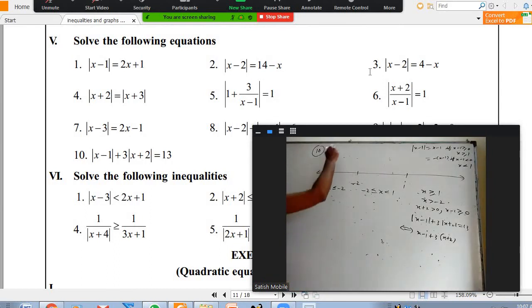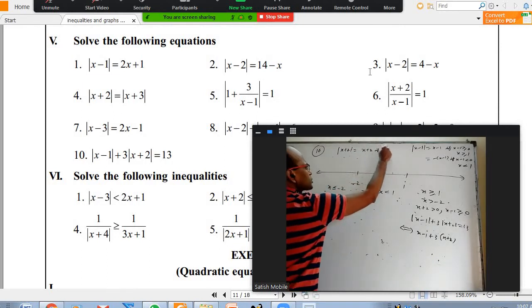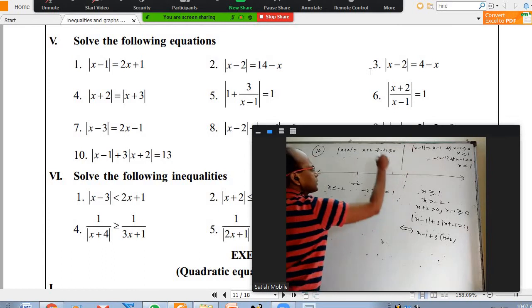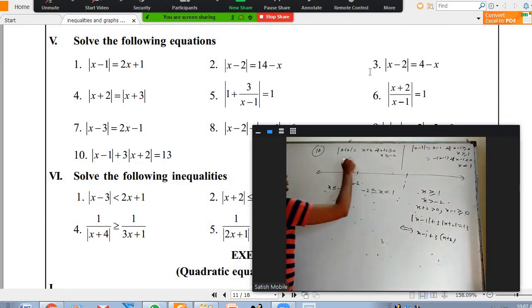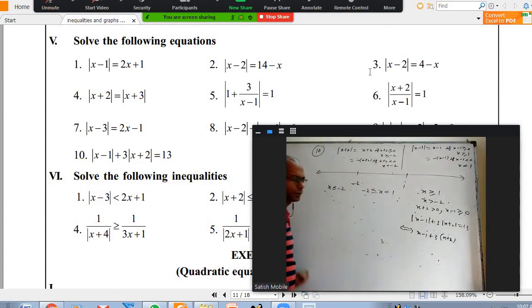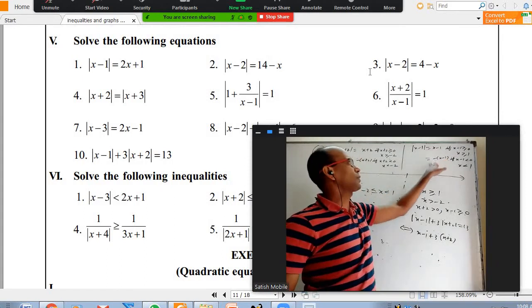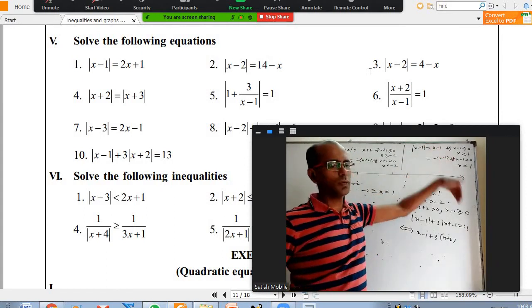Okay, similarly, mod x plus 2 is equal to x plus 2 if x plus 2 is greater than or equal to 0, that is when x is greater than or equal to minus 2, and equal to minus of x plus 2 if x plus 2 is less than 0, which is x less than minus 2. So this one, should I use this formula or this formula? Depends on whether x is more than minus 2 or less than minus 2. This one, should I write plus of x minus 1 or minus of x minus 1? Depends on whether it is more than 1 or less than 1.